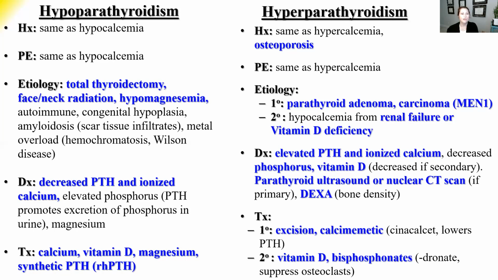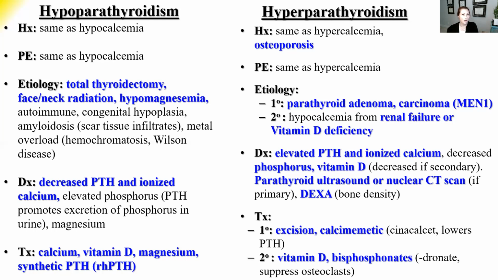type 1. Secondary hyperparathyroidism is very common from either people in renal failure or vitamin D deficiency. And when you correct the vitamin D deficiency, the hyperparathyroidism corrects as well. Diagnostic for this is elevated PTH, elevated ionized calcium, decreased phosphorus. Vitamin D is decreased if it's secondary. You would do a parathyroid scan, so an ultrasound or a nuclear CT scan if you're thinking that it's primary. So if your calcium's elevated and your parathyroid is elevated, you would do this scan.